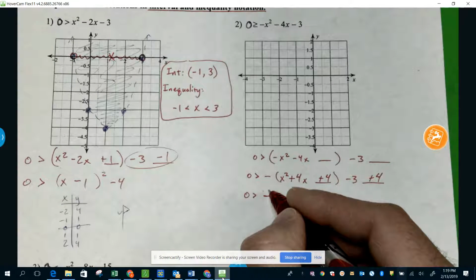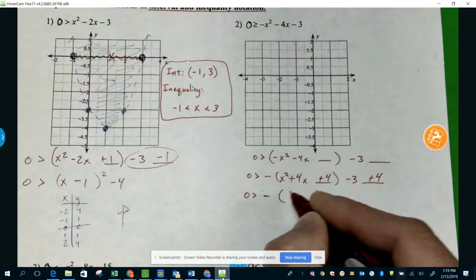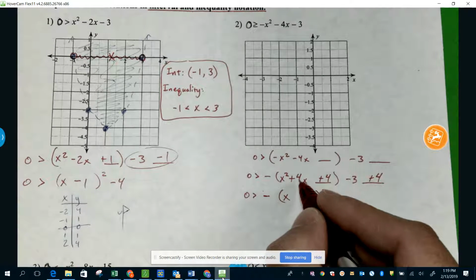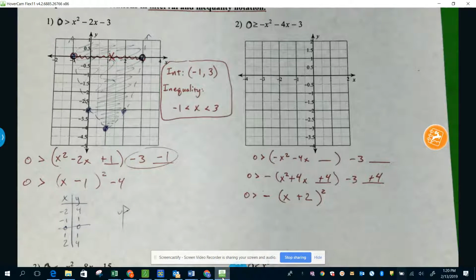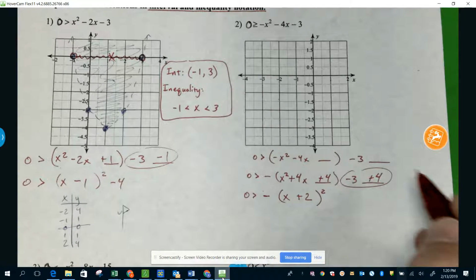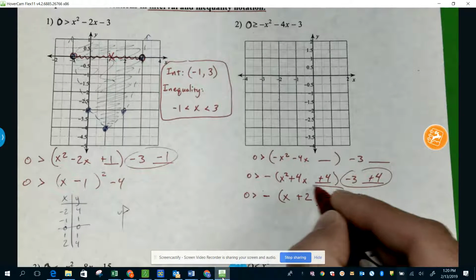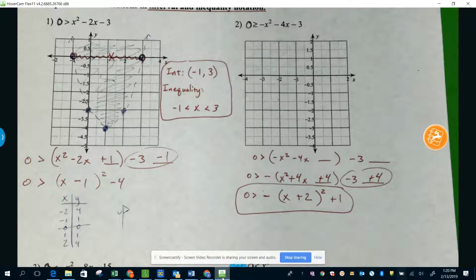So I have my GCF of a negative out front. Let's go ahead and use the shortcut for factoring right here. This is x. Half of positive 4 is positive 2. And then here at the end, when I combine those like terms, negative 3 plus 4 is positive 1. Okay, so there's my equation.